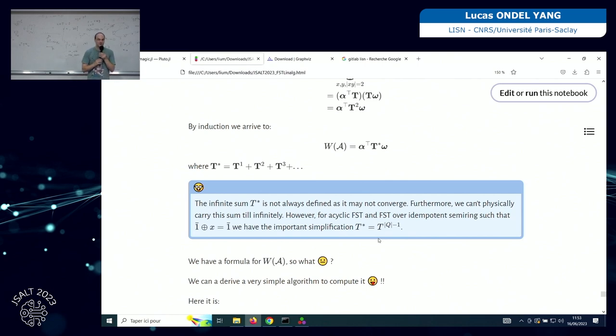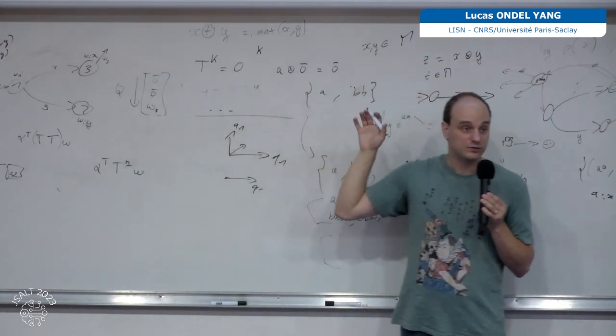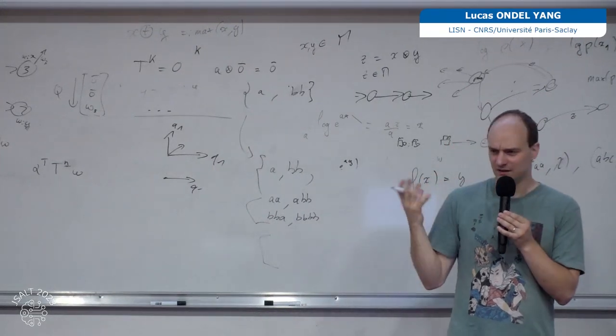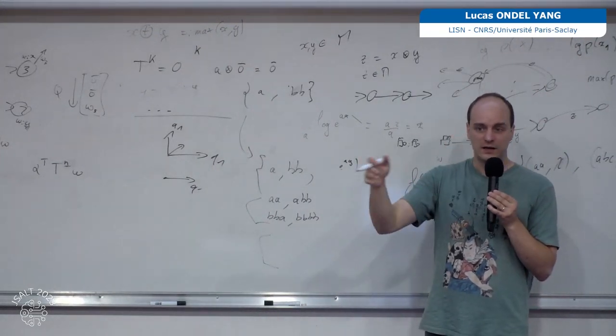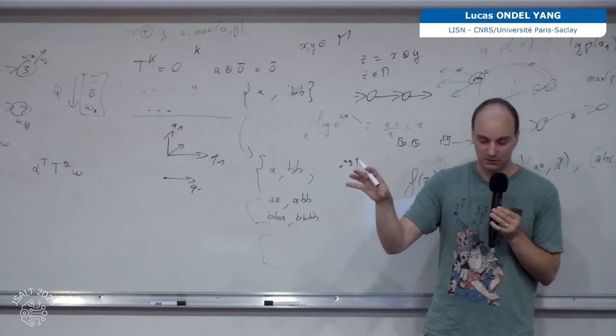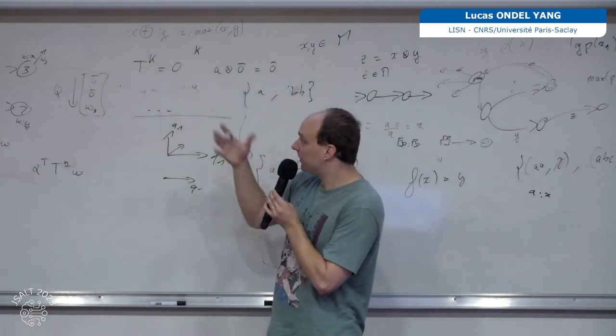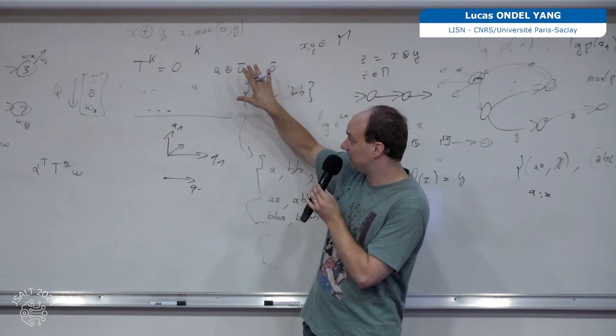This T star may be a little bit scary because it's summing infinitely, which is a little bit problematic. However, we know that in many cases the matrix T power K will be equal to zero for some K. There are some properties that define it. One of them is if your graph has no cycle. That's kind of obvious, because if your graph has no cycle, at some point you will reach a position where going to the next step leads you nowhere, so intuitively it will be zero. But that's not the only case. You can have cycles, but your semi-ring has some properties such that no matter what you do, even if you take cycles, you will still end up with zero.